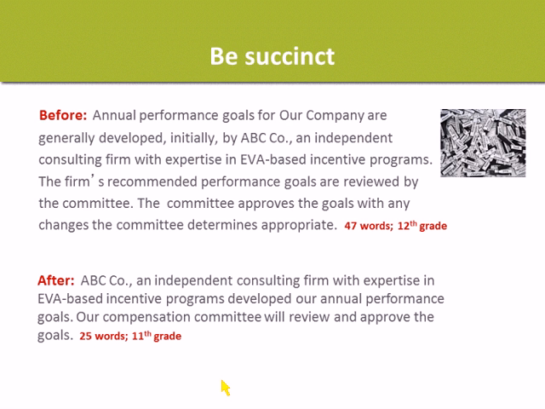If you look at the after, ABC Company, again up at the top. If we know who is doing it, why not put it at the beginning of the sentence? ABC Company, an independent consulting firm, blah, blah, blah, developed performance goals. Our compensation committee will review and approve them. 25 words from 47, and we went from the 12th grade to the 11th grade, and as I said, the decrease was much less here because you're dealing with multisyllabic words, and no matter what the words are, they will always score higher. However, you can't count on that alone to analyze how easy it is for people to understand because, for instance, in the U.S., the word television would score at about college level because it's 4 syllables, and yet everyone knows what a television is, even, frankly, people who don't speak English generally.